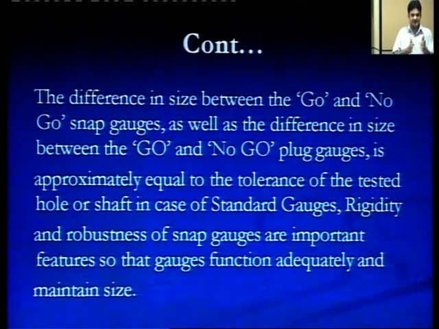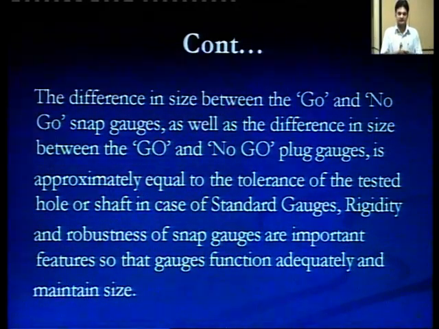Now, the difference in size between the go and no go snap gauge, as well as the difference in size between the go and no go plug gauge, is equal to the tolerance of the tested hole or shaft. I have already told you that work tolerance is just the difference between the go and no go gauges.